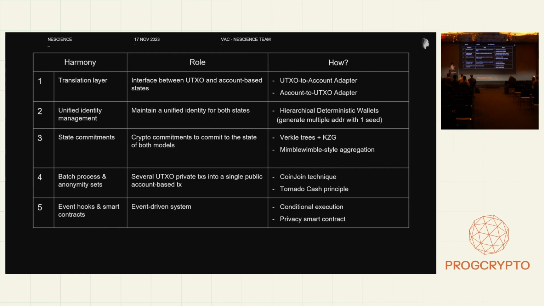And last, what we are looking at is an event-driven system where some actions in a model would execute depending on events in another model. This can be done through conditional execution, where a smart contract is set to be executed depending on the UTXO model. So a smart contract can, for example, release some funds on an account-based model only when a UTXO is spent. So these are the ways that we can harmonize these two systems together.